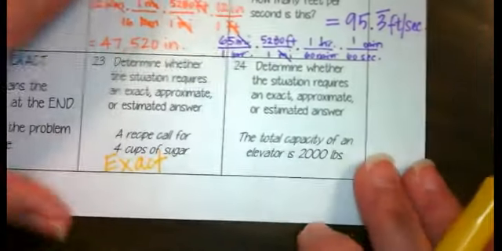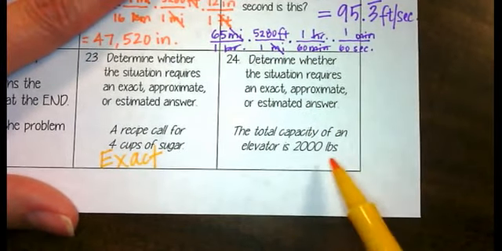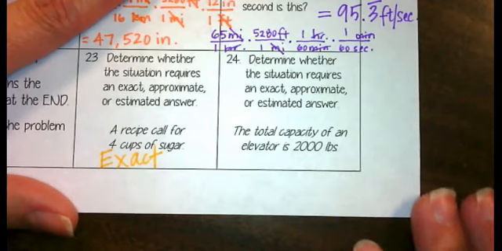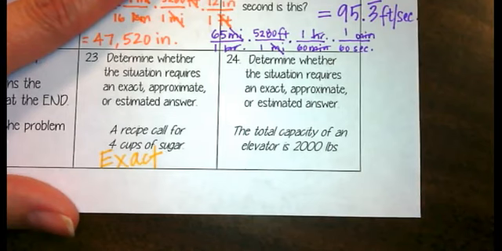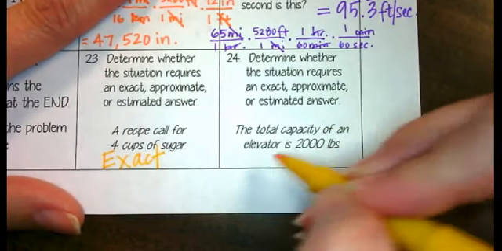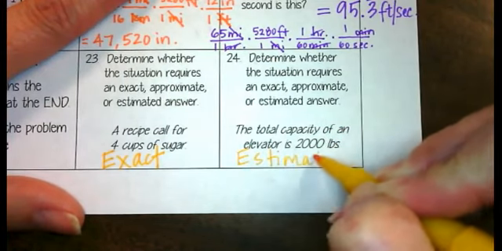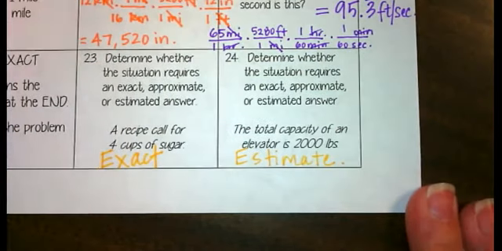Number 24, same question. Total capacity of an elevator is 2,000 pounds. When you look at that, you probably look around in the elevator and you are going to estimate each person's weight. You're not going to ask each person how much exactly they weigh. So this is a situation where an estimate is acceptable. You would look around and say, well, this person is about 100 pounds, or this person is about 200 pounds.